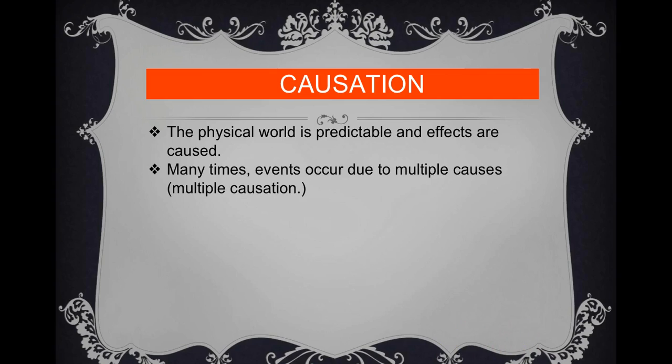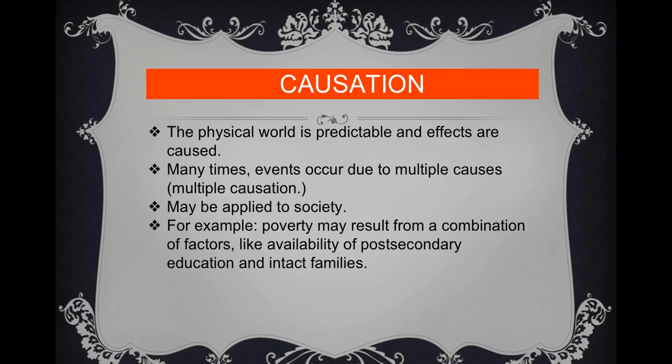So, for example, if we look at an issue like poverty, can we explain poverty by one variable or one factor? No. There's all kinds of different variables that play a role in explaining why there's poverty in society. Maybe it's poor education systems, maybe it's the lack of intact families, multiple variables. So that's a key point to remember.